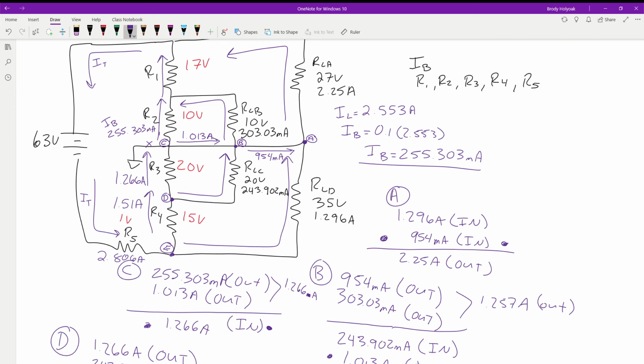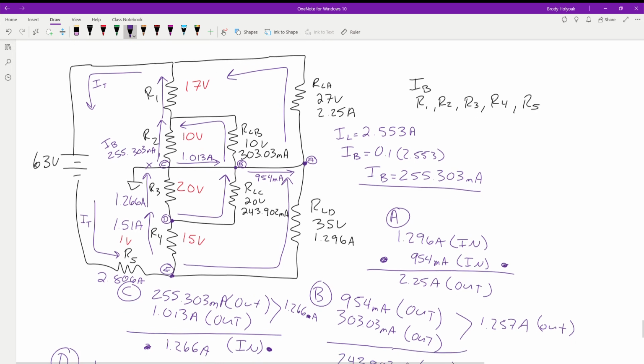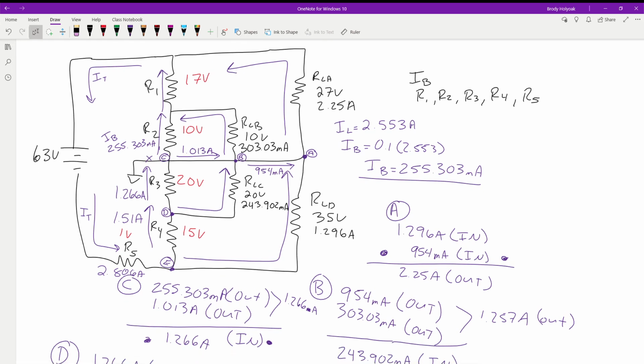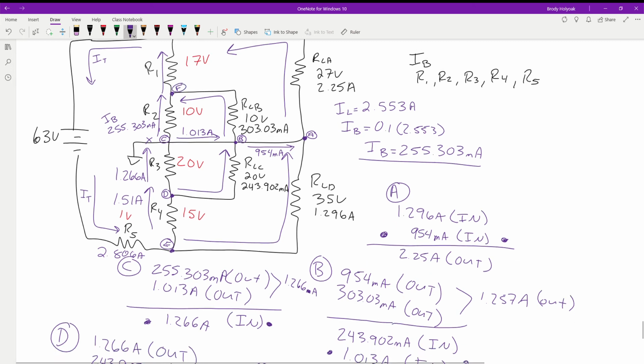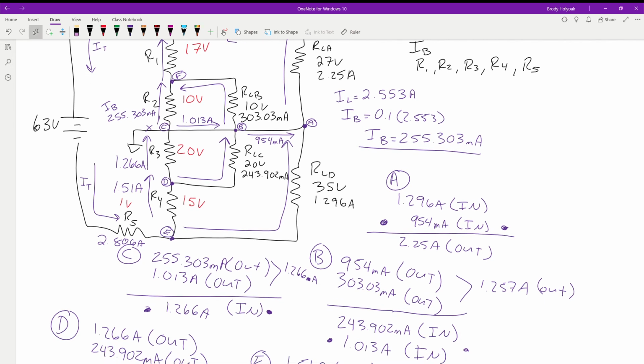I'm going to jump up here because I want to solve for this node, but we're missing 2 branches. So here, I'm going to jump up to this node. This is going to be node F. Coming into F and going out of F, what do we have? We've got the 303 milliamps, and we have the 255 milliamps.